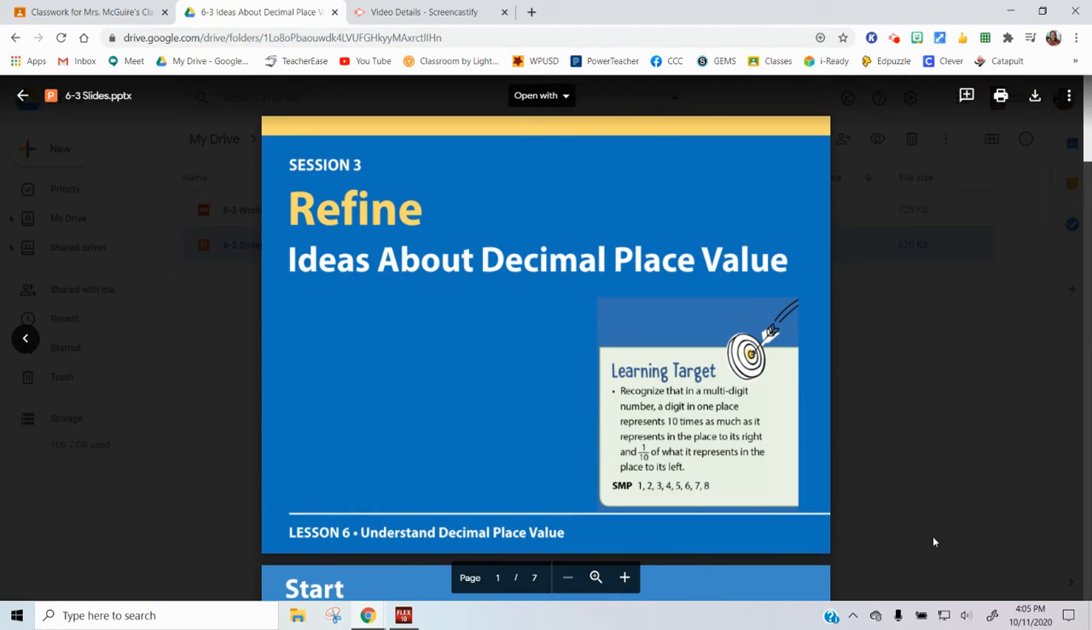Hi, today we're going to be working on Lesson 6, Session 3. This is our refine session, and we're going to be showing everything that we've learned about decimal place value over the last couple of days.